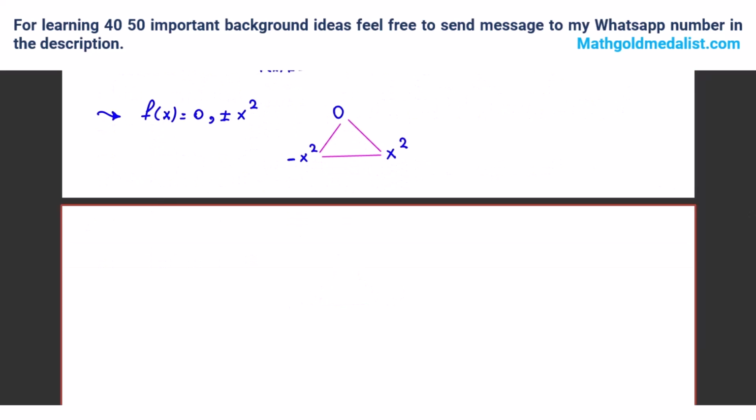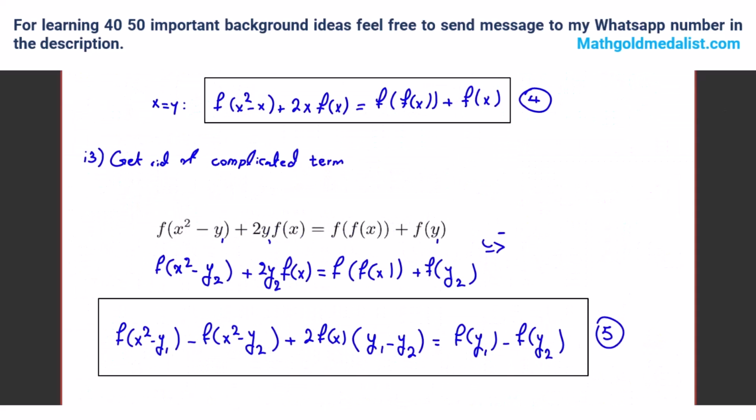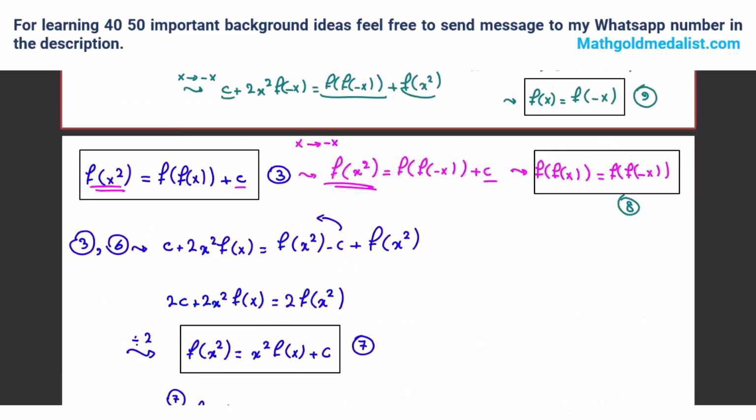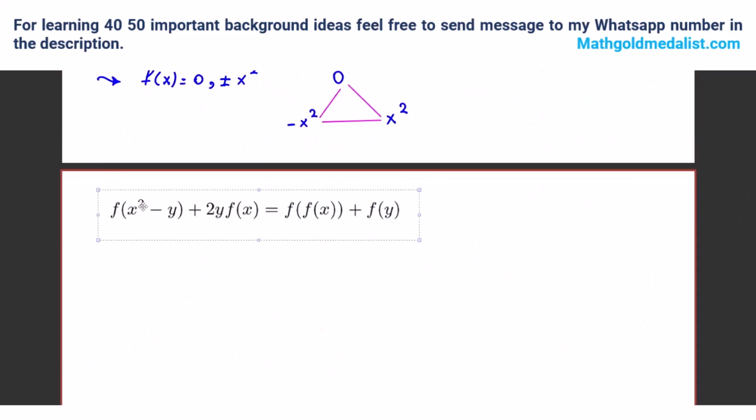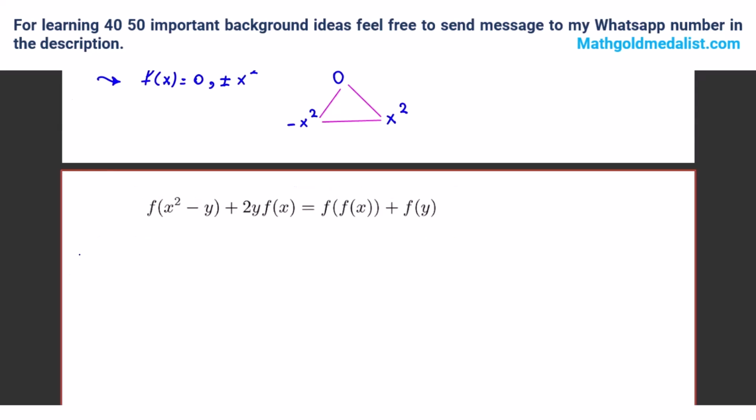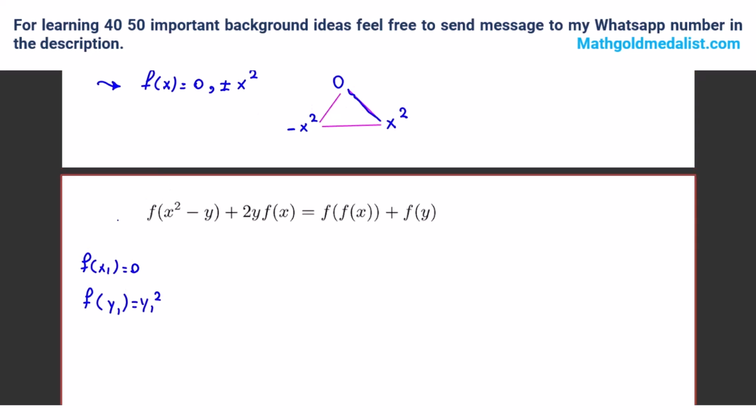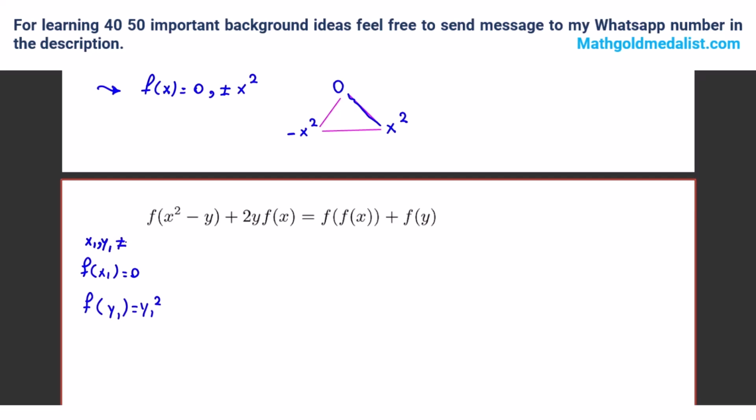Suppose, okay, let's copy our main equation. Okay, this one. And here, suppose that f of, for example, x1 is 0, and f of y1 is y1 squared. We want to check this case, okay? And we can consider that x1 and y1 are not 0. Why? Because if they are 0, then for f of 0, all of them satisfy. So 0 is not important, because 0 squared plus minus 0 squared would be 0.